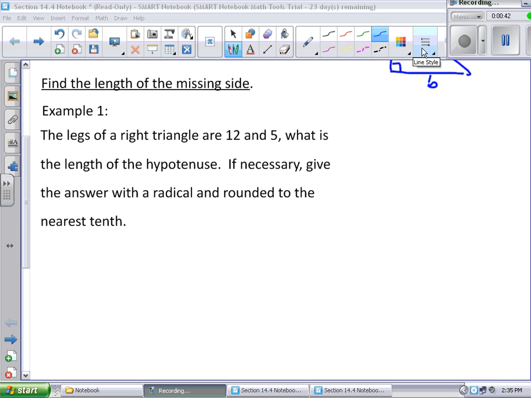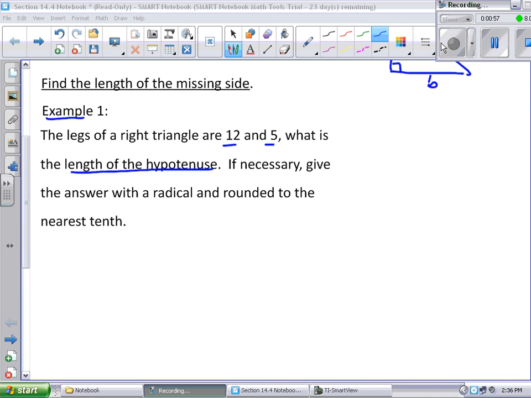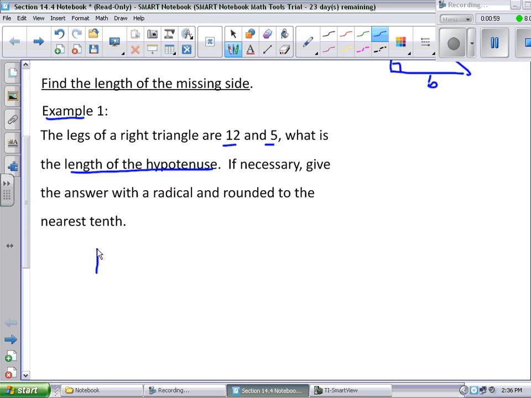Find the length of the missing side. Example 1. The legs of a right triangle are 12 and 5. What is the length of the hypotenuse? All right, let's draw this and see what it looks like. The legs of the right triangle. Okay, I didn't draw a very good triangle.